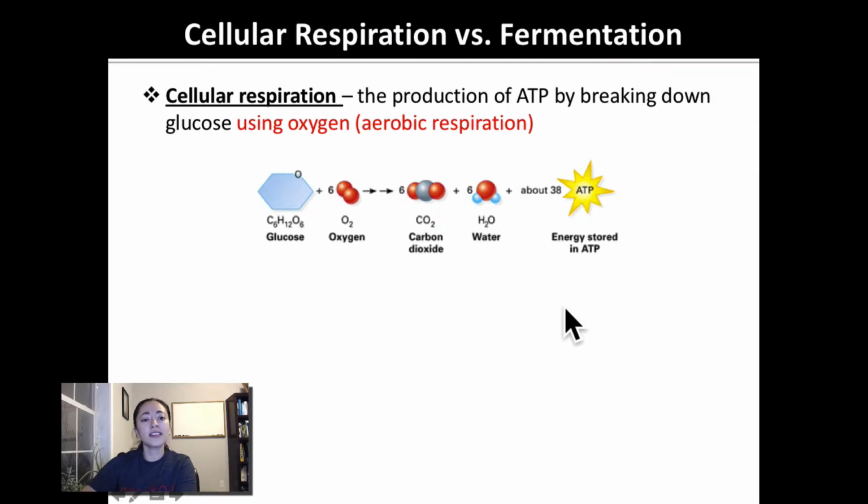So to summarize, cellular respiration is the production of ATP by breaking down glucose using oxygen. So the inputs of cellular respiration are glucose and oxygen.